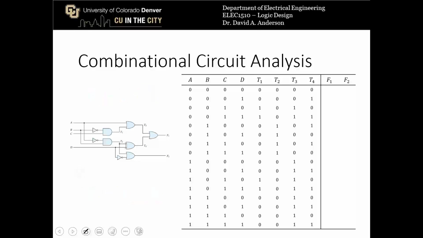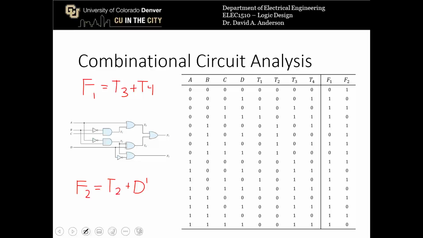Now, finally, we can determine logical expressions for F1 and F2. F1 is the output of an OR gate whose inputs are T3 and T4. So F1 is going to be a 1 whenever either T3 or T4 is a 1. F2 is the output of an OR gate whose inputs are T2 and D prime. So F2 will be a 1 whenever either T2 is a 1 or D is a 0. And so now we can fill in the outputs for those two columns as well.